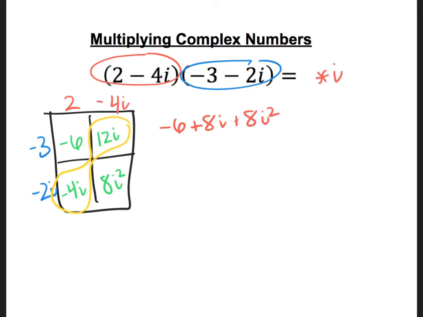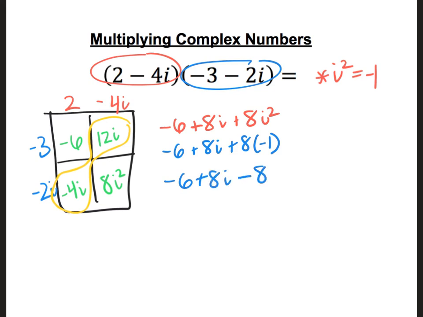Remember, i squared equals negative 1. So really I have negative 6 plus 8i plus 8 times negative 1. So I have negative 6 plus 8i minus 8. My last step is again to combine my like terms, so I can put negative 6 and negative 8 together. That gives me negative 14 plus 8i, and that should be your final answer.